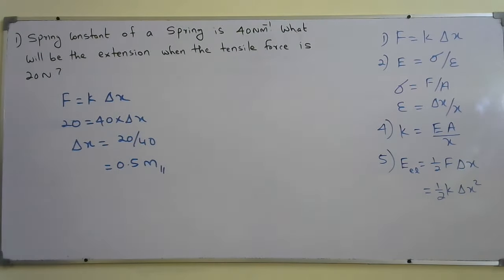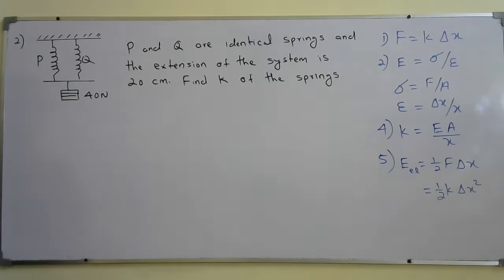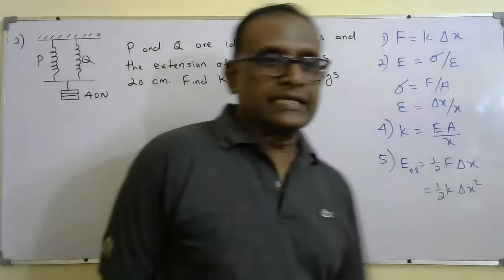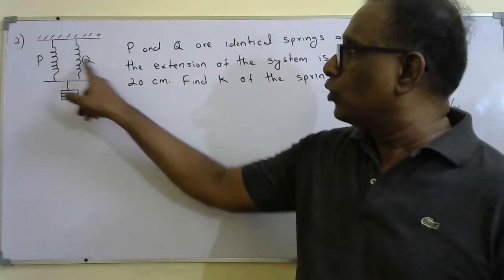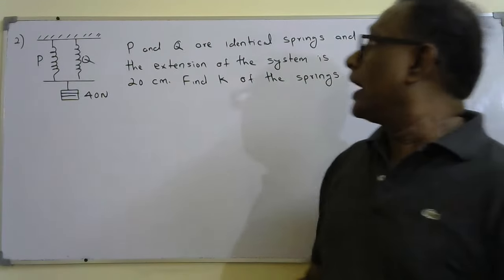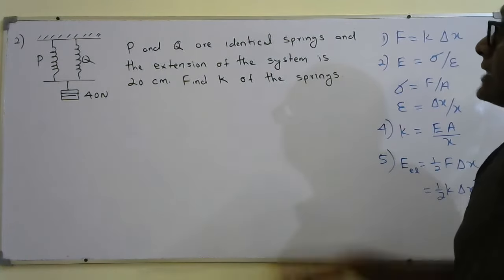Okay, second question. P and Q are two identical springs. They are kept parallel to each other and a force of 40 Newton is applied to both together. P and Q are identical springs, and the extension of the system, meaning both together, is 20 centimeter.